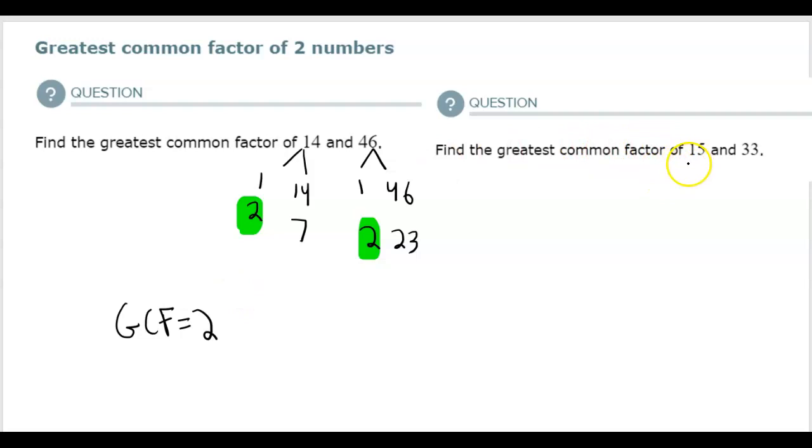If we tried this for 15 and 33, we would see that the greatest common factor that they both have in common is 3.